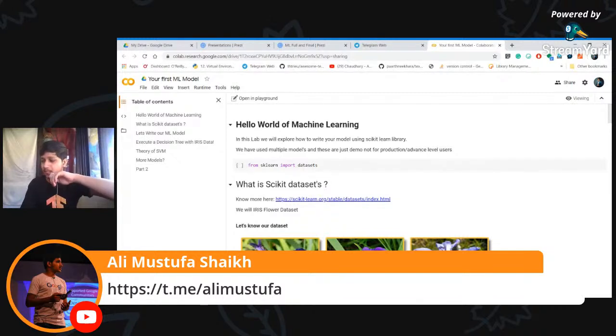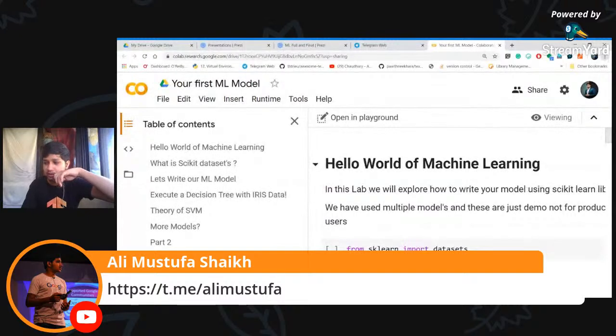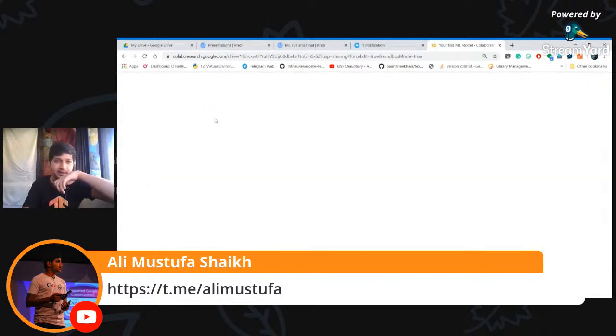So yeah, now if you want to alter the code, you can see a button here. The button says open in Playground. You can click on that and it will open this code lab into a Playground mode where you can actually edit this code. Okay. So what I'm going to do is click on open in Playground so that I can edit the code.